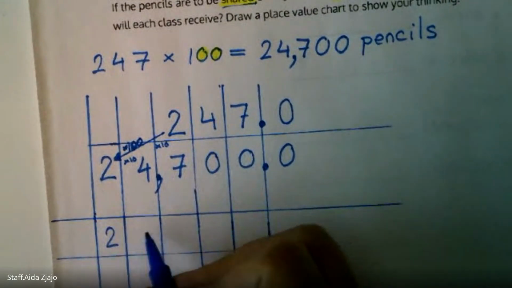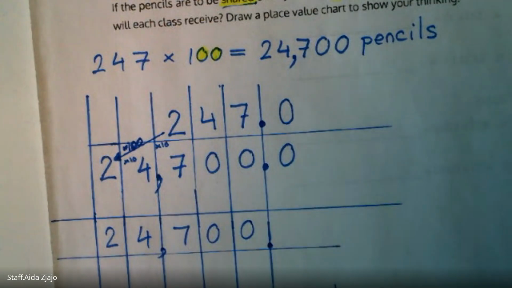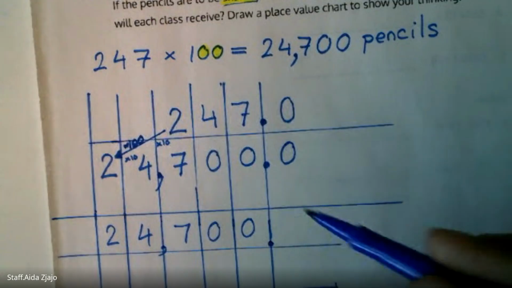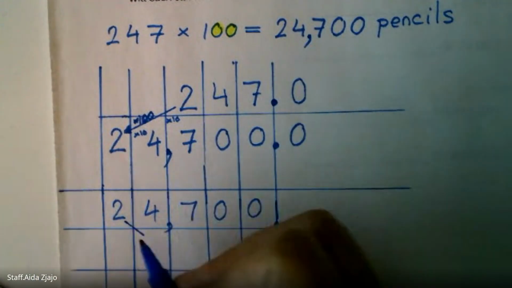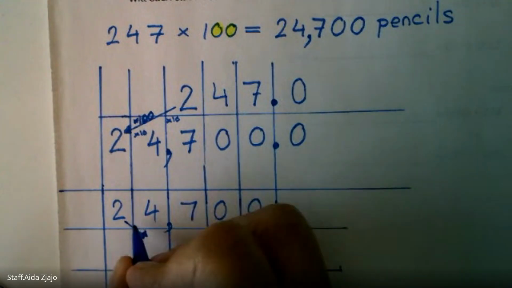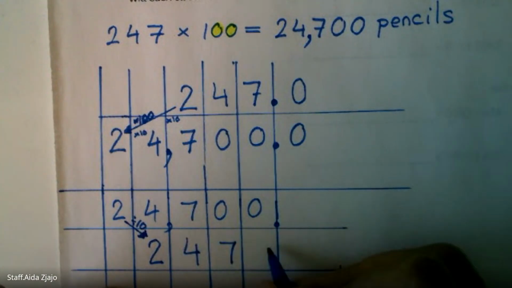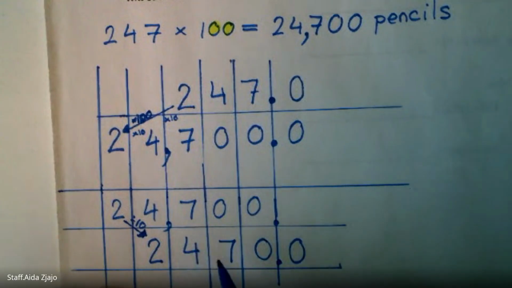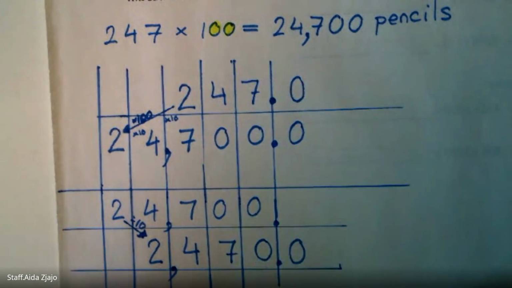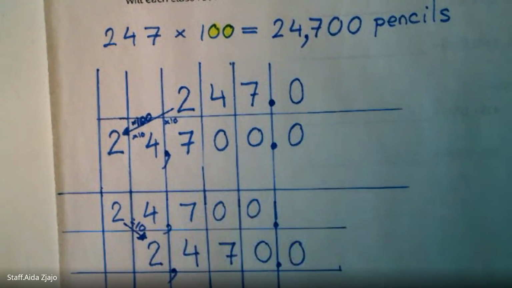So this was the total. And it's going to be divided by 10, so the number is going to get smaller by one place value. Divide by 10, so the 2 is going to be here, 4 7 0 0. So each of these classrooms will get 2,470 pencils if 10 classrooms share 24,700 pencils.